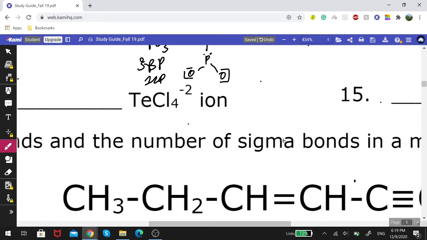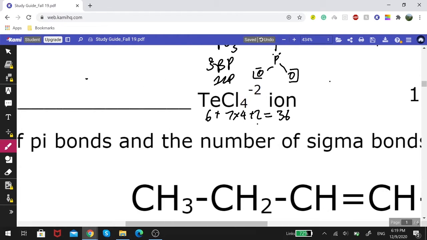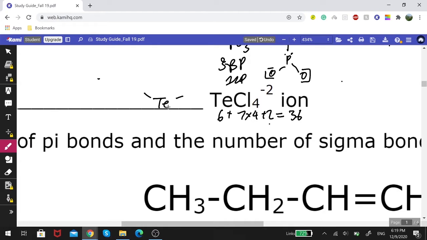And the final one is TeCl4 2-. Te has 6, Cl has 7 times 4 plus 2, and that is equal to 36. Alright, so 36, we're going to draw it on the side over here, Te, Cl, Cl, Cl, Cl. If all of these have 8, that will be 32. So that means we have 4 extra electrons. So we're going to have to add them as lone pairs. 1, 2, 3, 4, 5, 6.